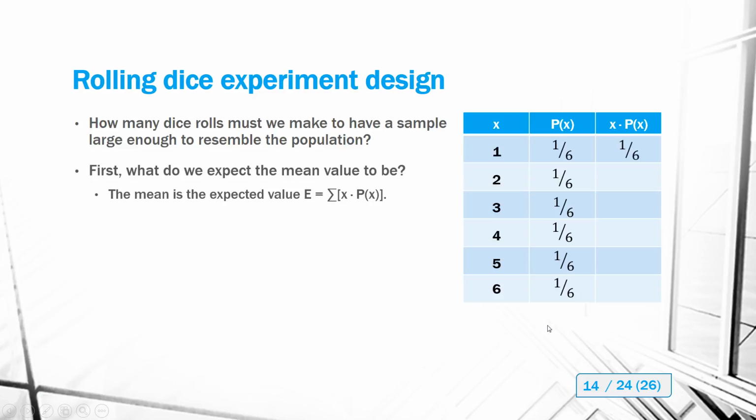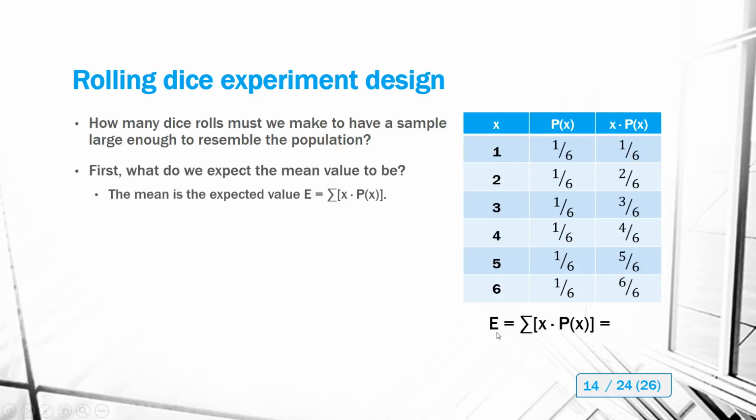To get the products, we simply multiply the x by the probability. So 1 times 1/6 is going to be 1/6. 2 times 1/6 is going to be 2/6. And on down the line, so we fill up the entire column. So now we've got the products of all of our random variables and their associated probabilities.